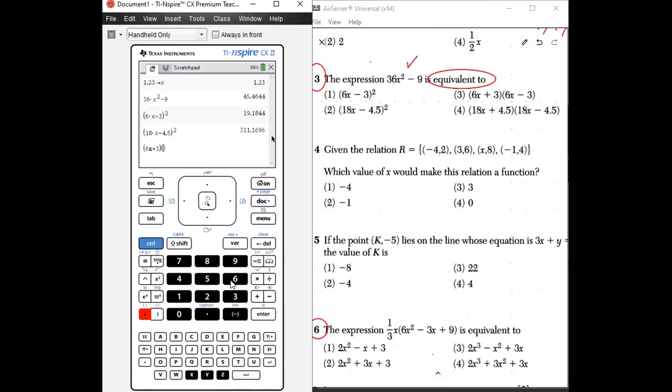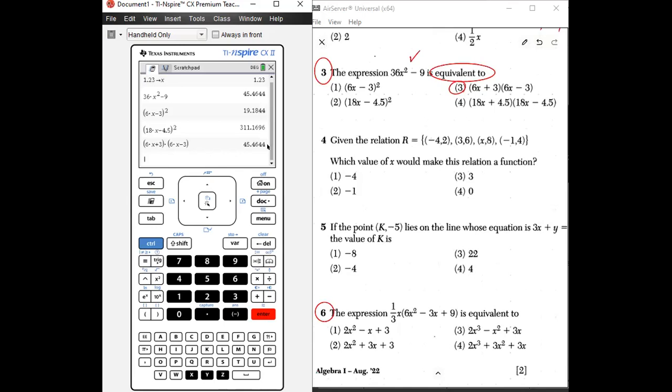So let me see, I got 6x. Now this one is minus 3. Press enter. All right, this matches exactly. 45.4644. That's my answer. That's the one I would circle. I would keep it moving. I know that's the right answer. I don't have to check anything else. If you want to do number 4, just to eliminate it, you can, but I'm sure that that's the answer. Because when I stuck 1.23 into the original expression, I got 45.4644. So anything that matches that, that's the answer.